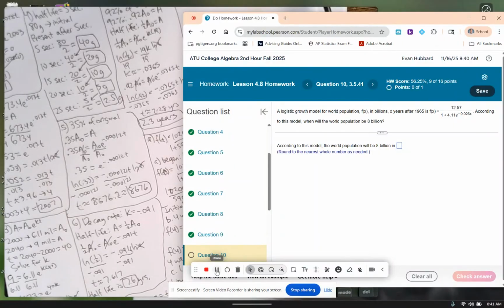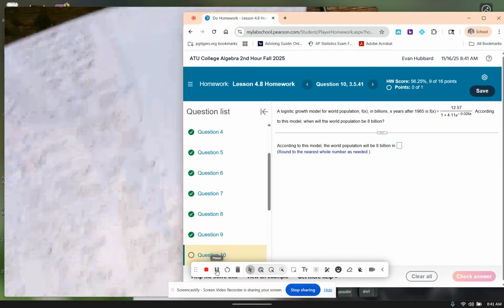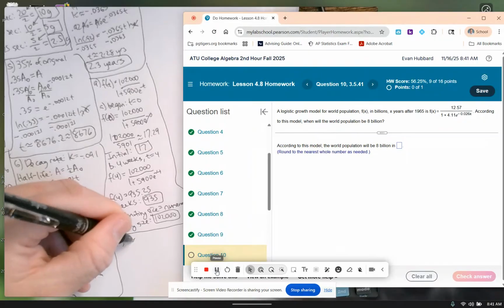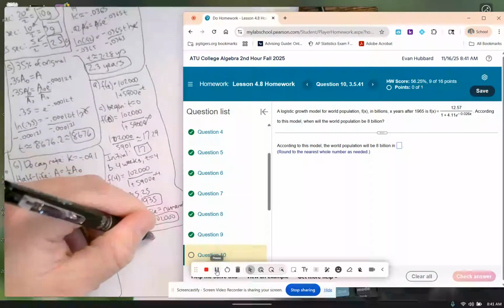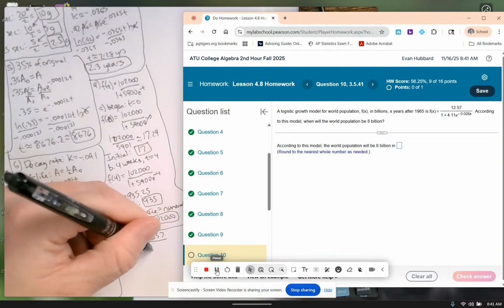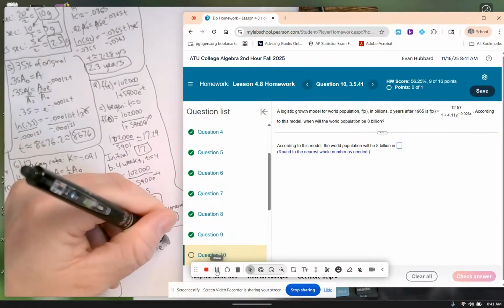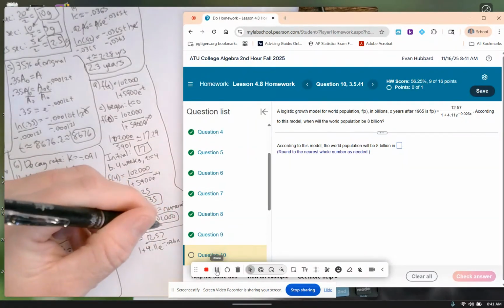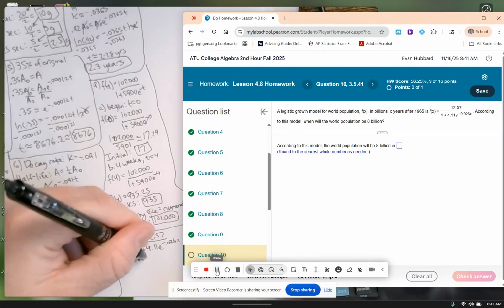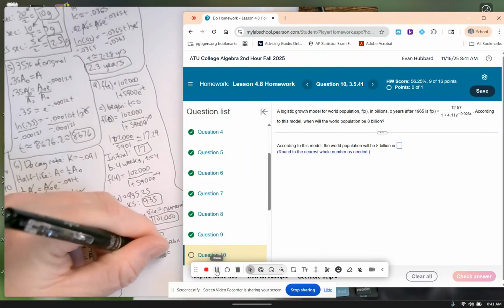All right, the logistic growth model for world population is given here. According to this model, when will the world population be 8 billion? So let's look at this. We've got f of x equals 12.57 divided by 1 plus 4.11 e to the negative 0.026x. I want to know when it's 8 billion, that's when f of x equals 8.